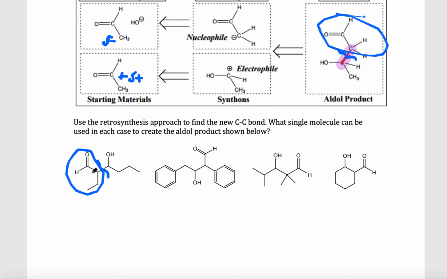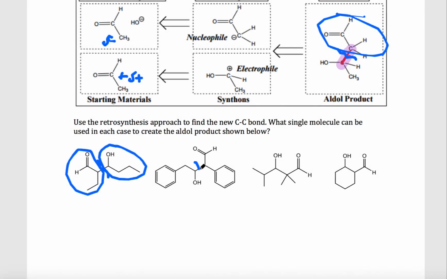1, 2, 3, 4, 1, 2, 3, 4. They're both actually the same aldehyde. It's just that one was the nucleophile and one was the electrophile. So the single molecule, which is answering this question, is this one, okay? So I'd like you to go through each of these and figure out what was the aldehyde you started with.